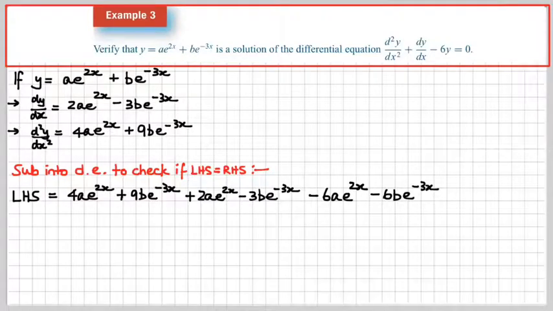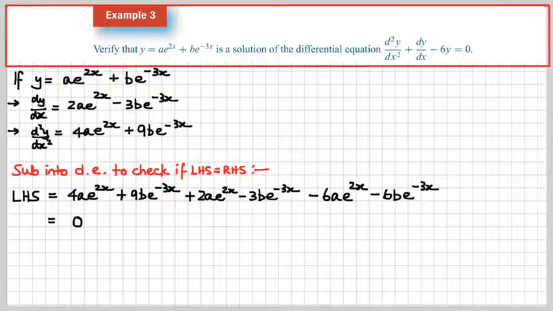We've got a's and b's here, so we've got to be careful. There's 4a e to the 2x there. Another 2a, which gets us 6a. Oh, look, and minus 6a of them. Beautiful! And now what about the b's? Plus 9b e to the minus 3x. There's minus 3b of them and minus 6b of them. Truly marvellous. That comes out to be 0.